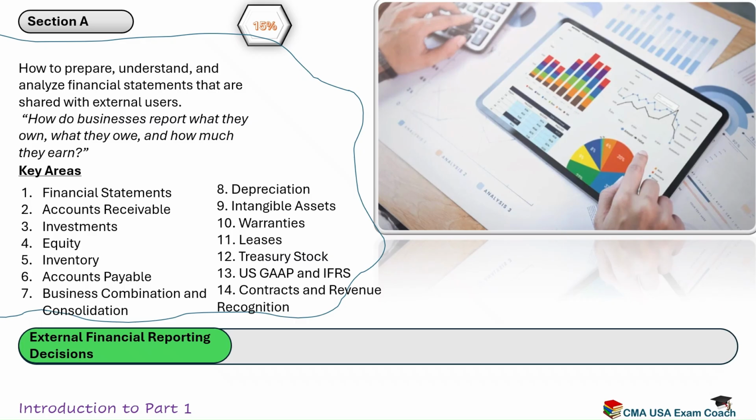12. Treasury stock. Treasury stock represents a company's own shares that it has bought back from investors. You'll learn why companies do this, such as to boost share value or maintain control, and how it affects equity.